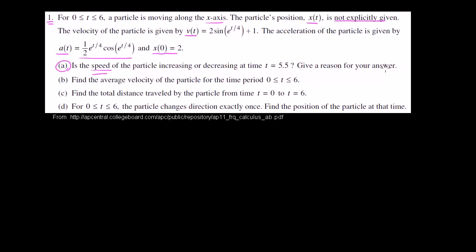It looks like they did something a little sneaky here because they gave us a velocity function and then they ask about a speed. And you might say, wait, aren't those the same thing? And I would say, no, they aren't quite the same thing. Velocity is a magnitude and a direction. It is a vector quantity. Speed is just a magnitude. It is a scalar quantity.